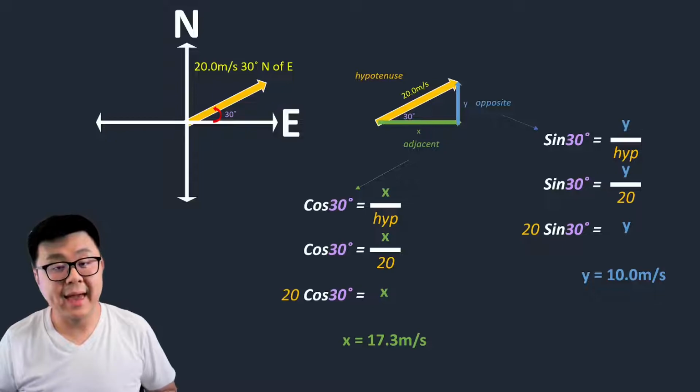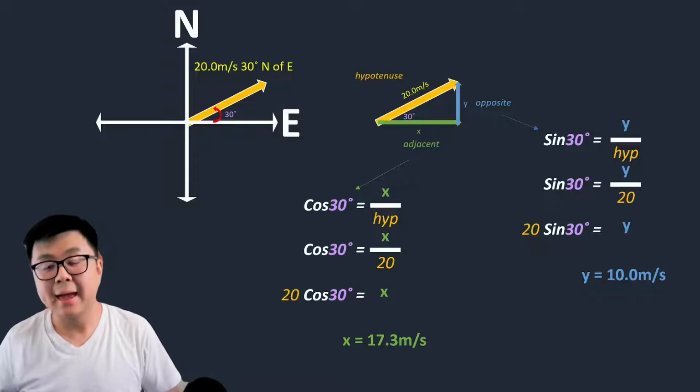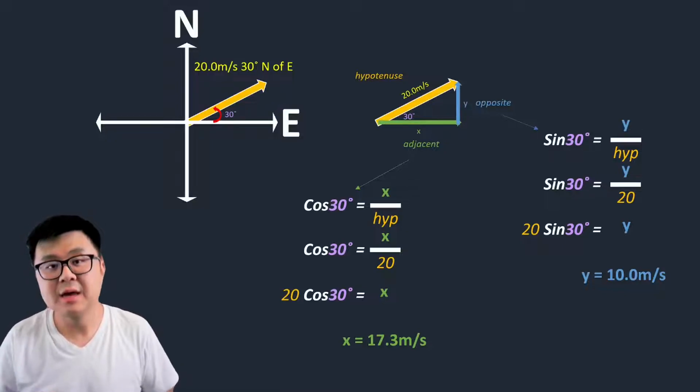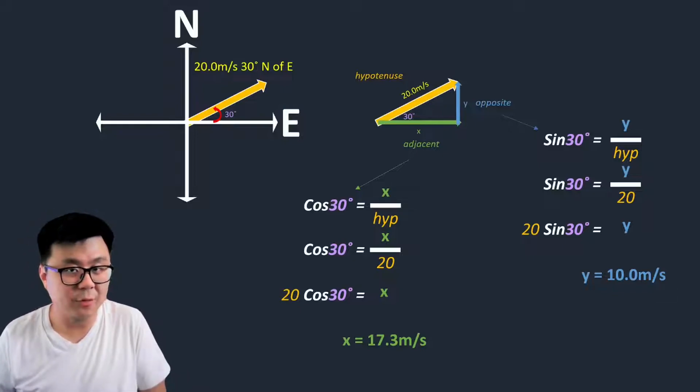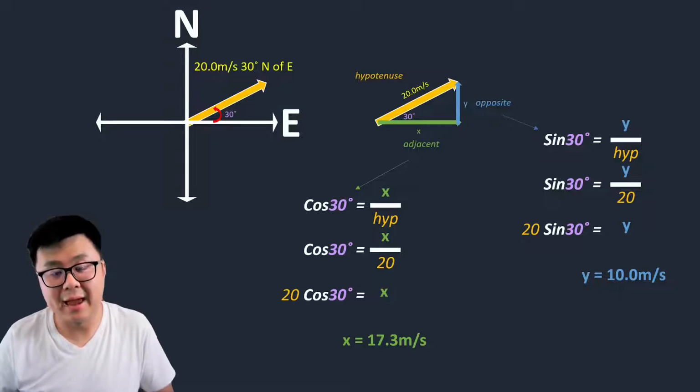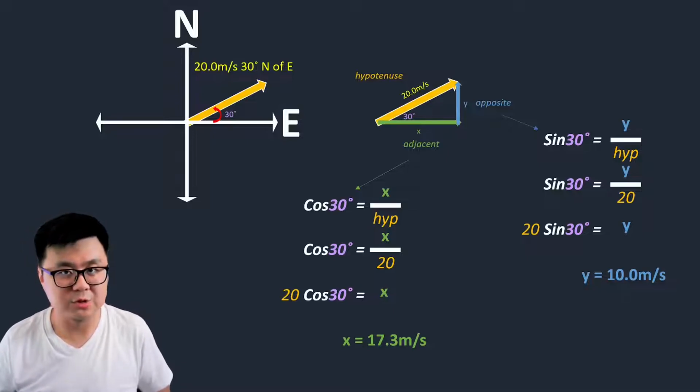Note that because my x component is going to the right and my y component is going upwards, they're both positive. If this was to be pointing the other direction to the left or downwards, then I will have to make either x or y negative depending on which way it's pointing.